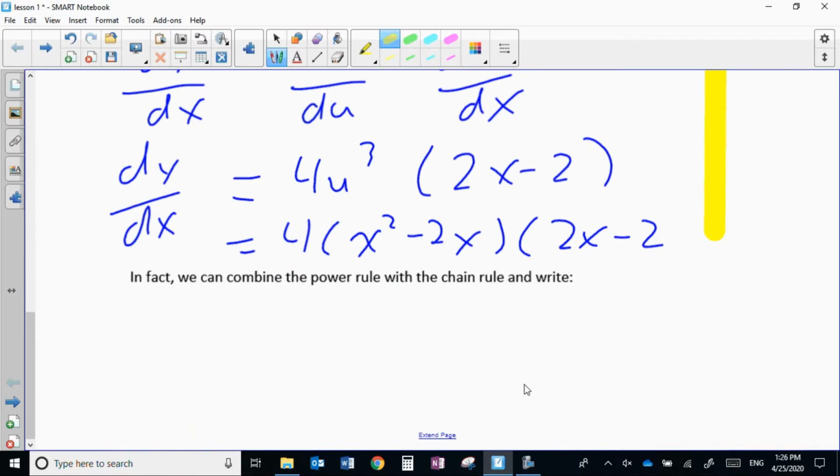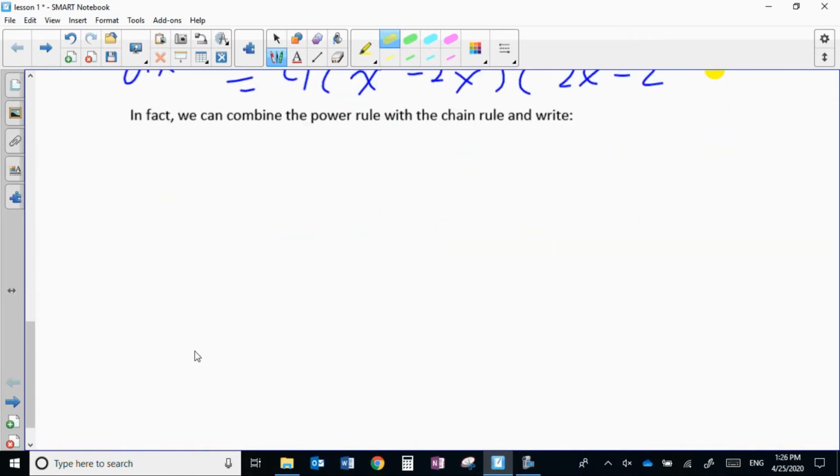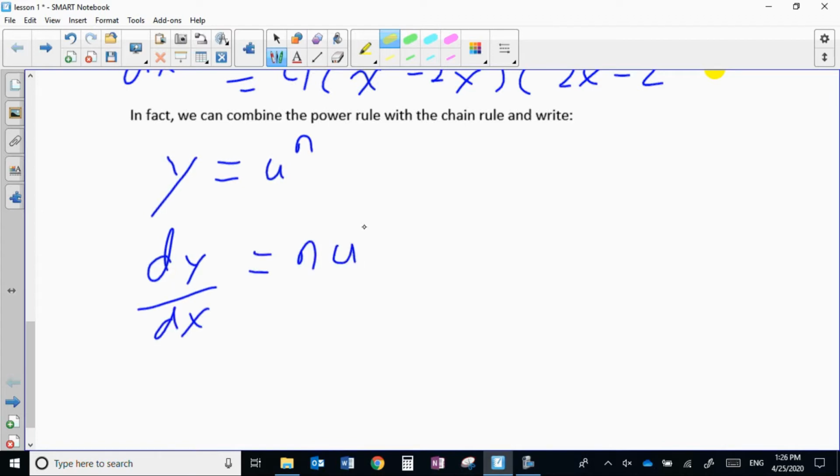Now, we could combine the power rule with the chain rule, and we could say something like the following. If y equals u to the power of n, then dy by dx is n times u to the power of n minus 1 times du by dx.